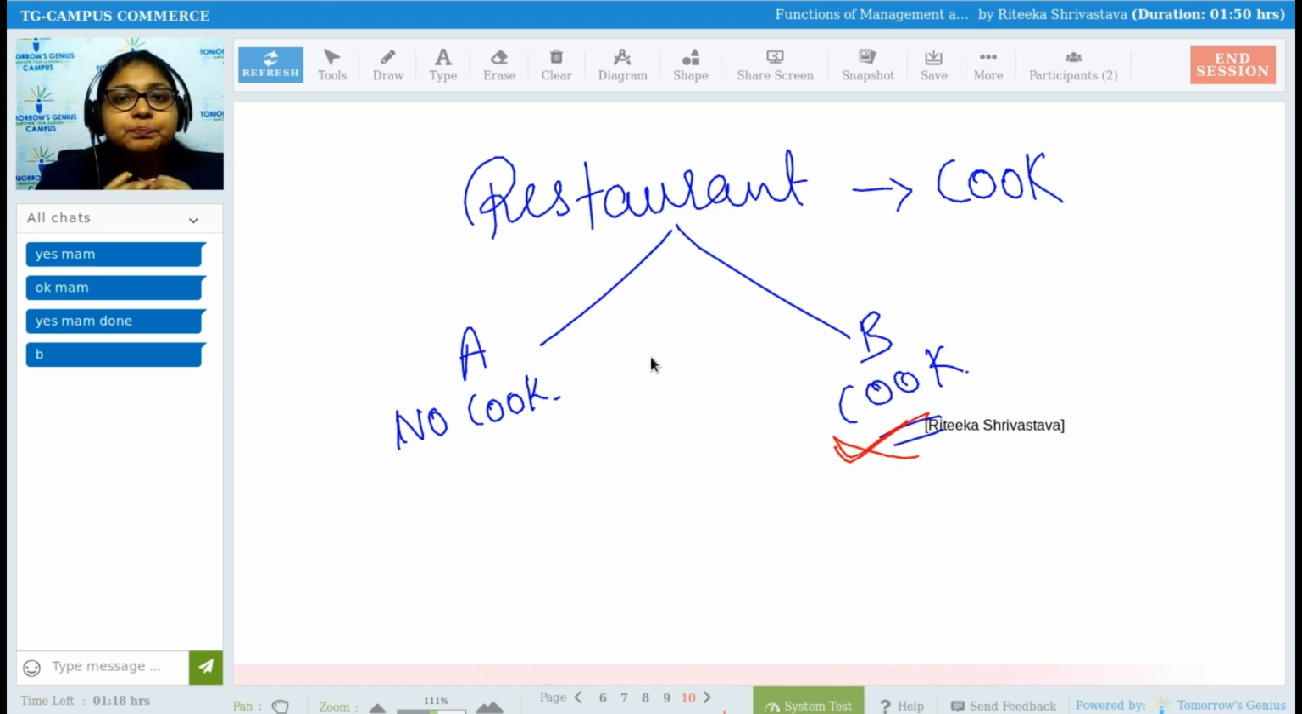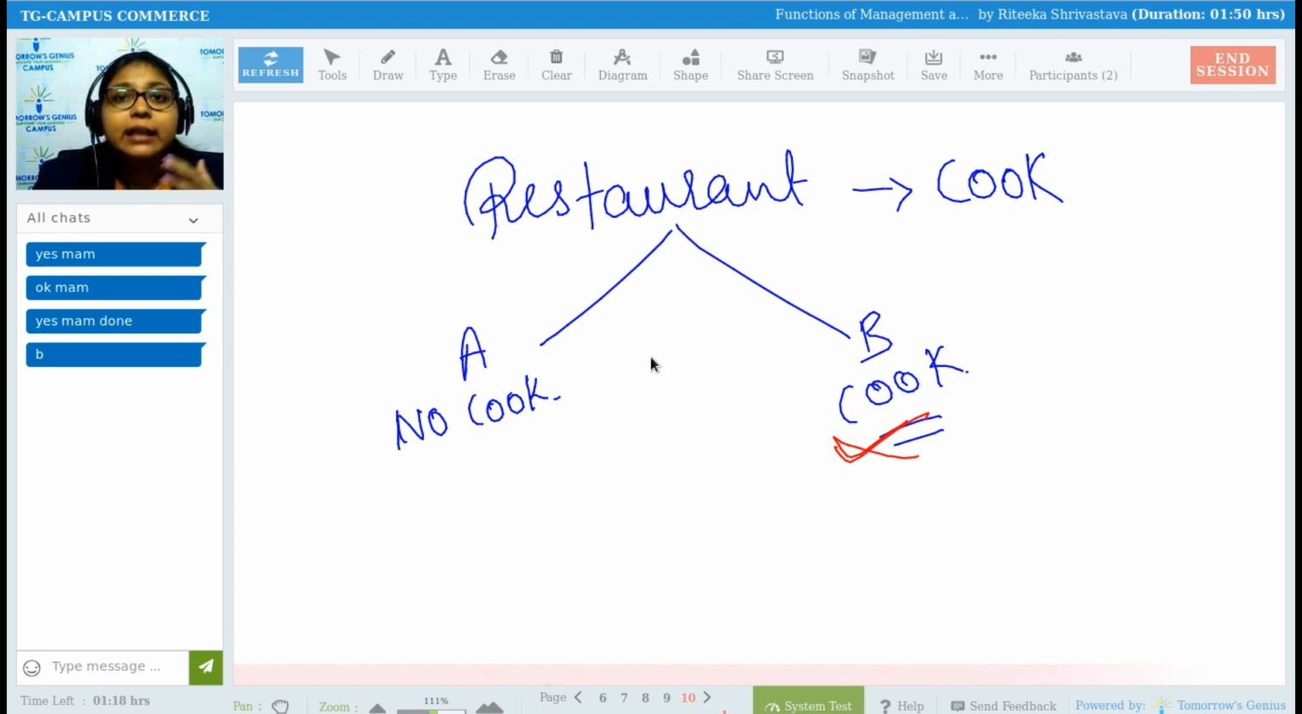So what did I do? I have appointed, or given, the right person the job. So this is what staffing does. Staffing will analyze, identify the person, and then finalize the right person who is suitable for that particular position or that particular job. That is the work of staffing.